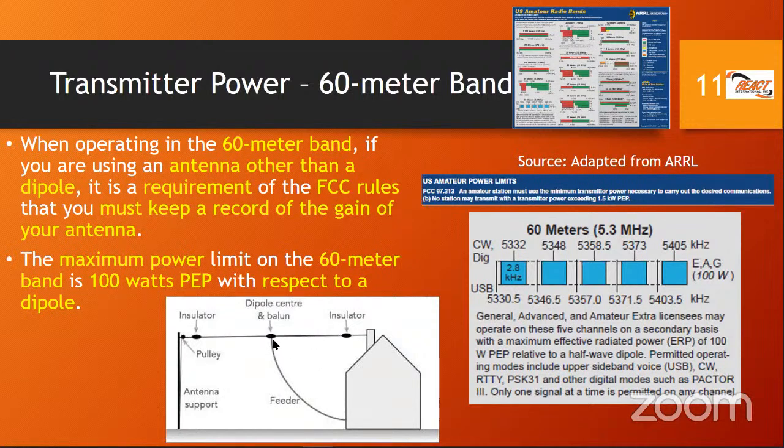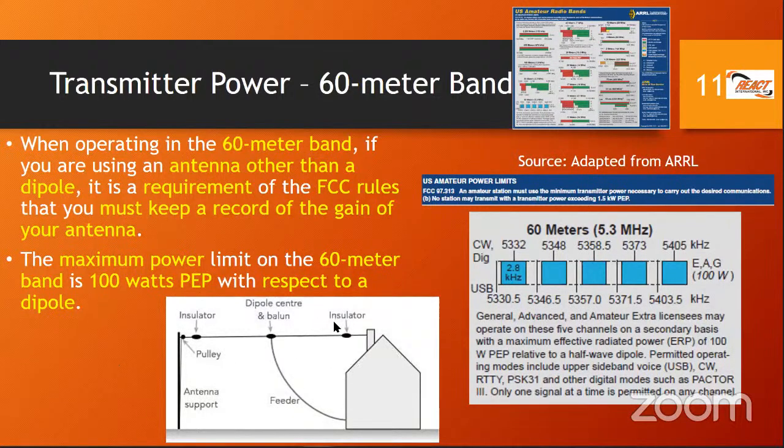If you're using an antenna other than that, meaning an antenna that has gain, such as a Yagi antenna or a directional antenna or any antenna that has any kind of gain, it is a requirement of the FCC rules that you must keep a record of the gain of your antenna. That's if you're using an antenna other than a basic or standard dipole antenna. So that's an exam question, and you must learn this very well. And you must also keep a record if you have a station and it's something other than a dipole that you're using, meaning an antenna with some sort of gain, you must record it.